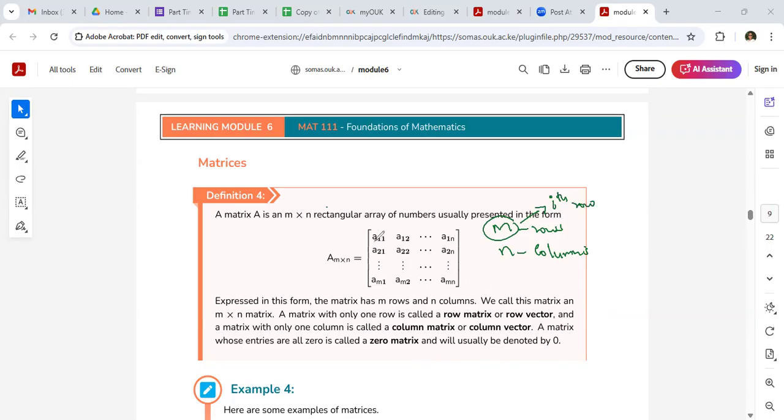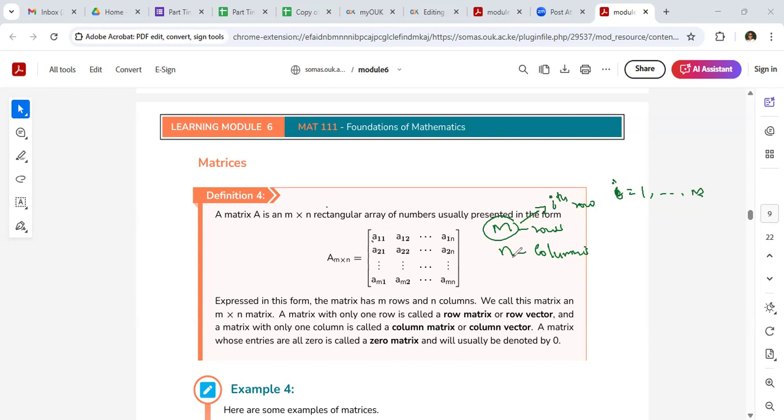For example, this is row 1. When I is equal to 1, we have row 1. When I is equal to 2, we have row 2. When I is equal to m, we have row m. So I will range between 1 and m. Let's just use the index. You have m rows, but you can have the ith row: row 1, row 2, row 3.